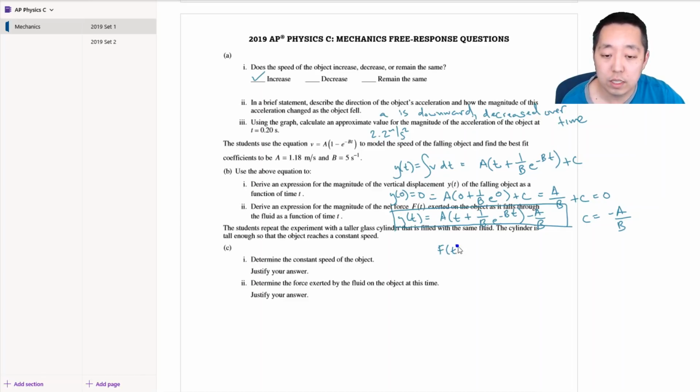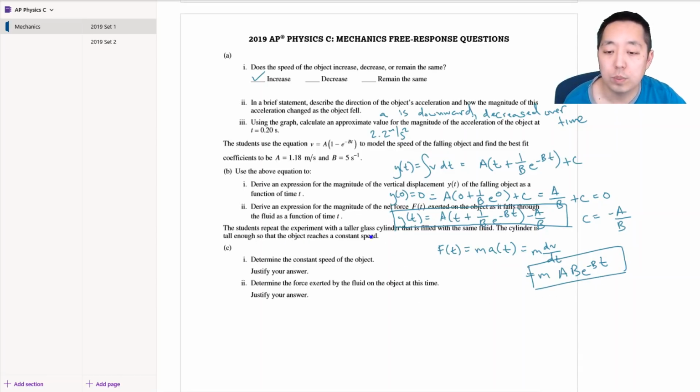F of t is equal to mass times the acceleration. That's the net force, right? And acceleration is the derivative of velocity. So that's m times the derivative of velocity. The derivative of 1 is 0. The derivative of this would be a times b e to the negative bt. So that would be the force.